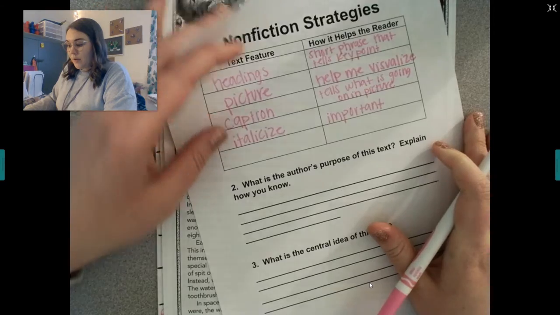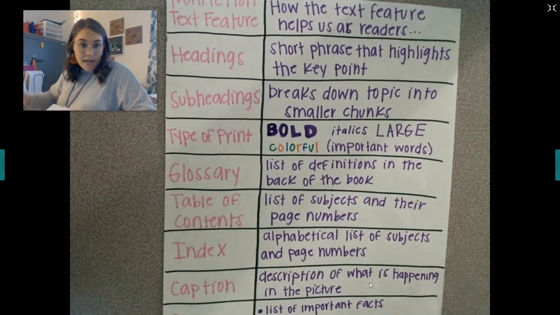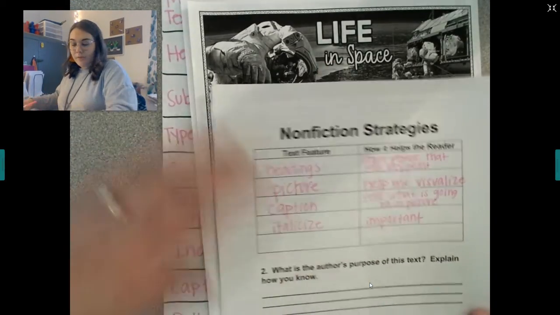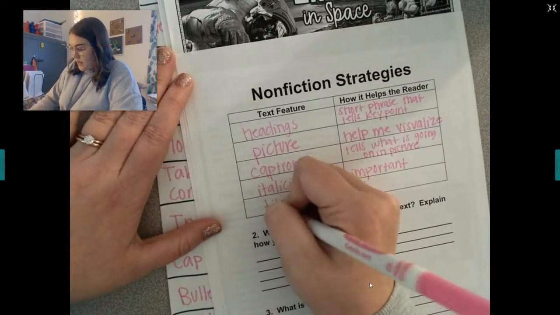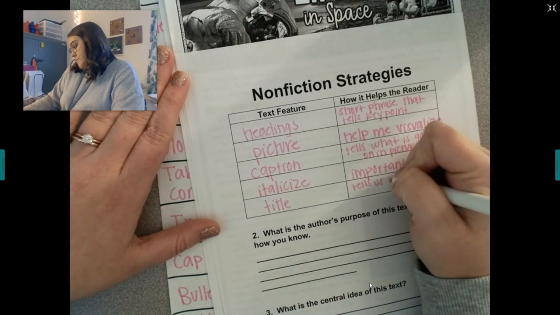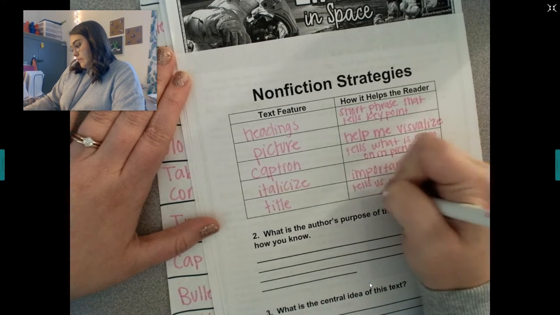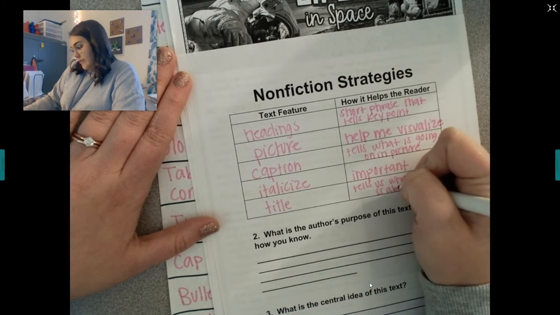And one thing that I will let you put on there that is not on your nonfiction text feature anchor chart is a title. And there is a title. Life in Space is our title. And it tells us what the article is about before we ever have to read it.